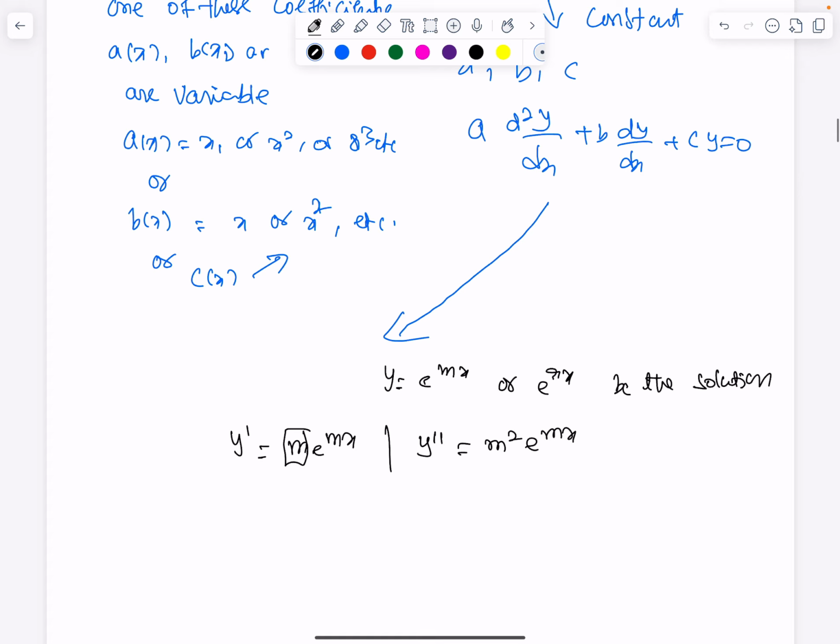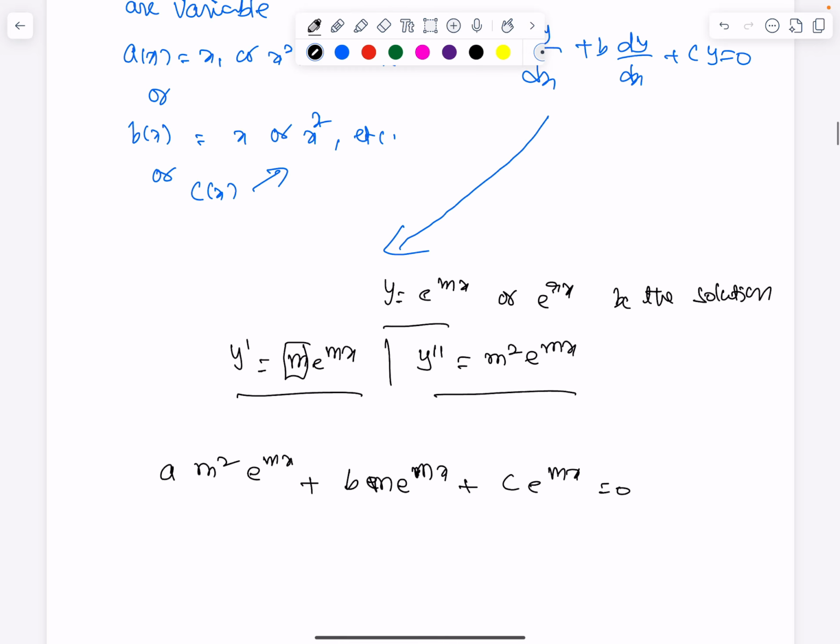So, you are able to replace y prime, y double prime and y in the given differential equation with e power mx, and therefore, you are writing a into m square e power mx plus b into m e power mx plus c into e power mx is equal to 0.